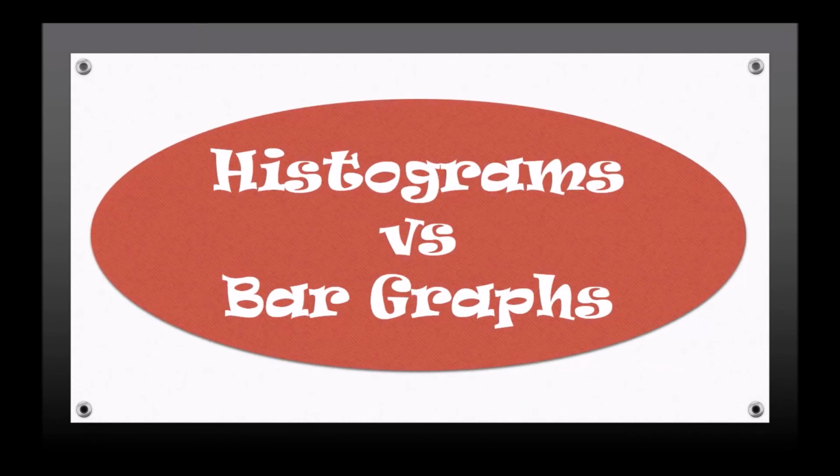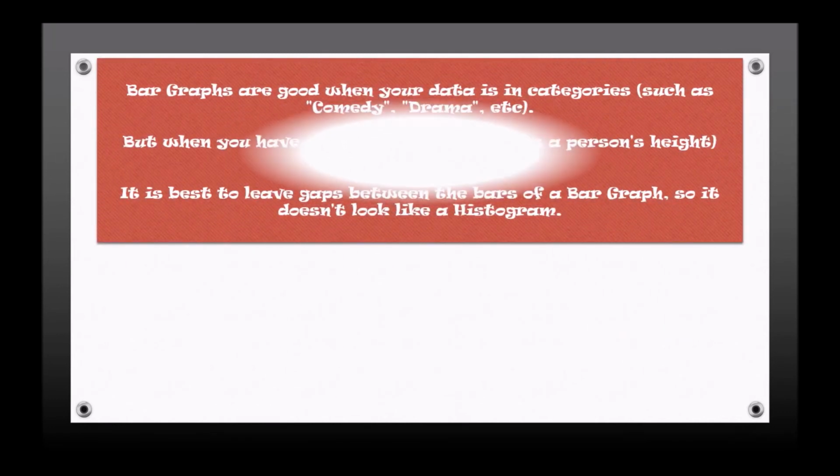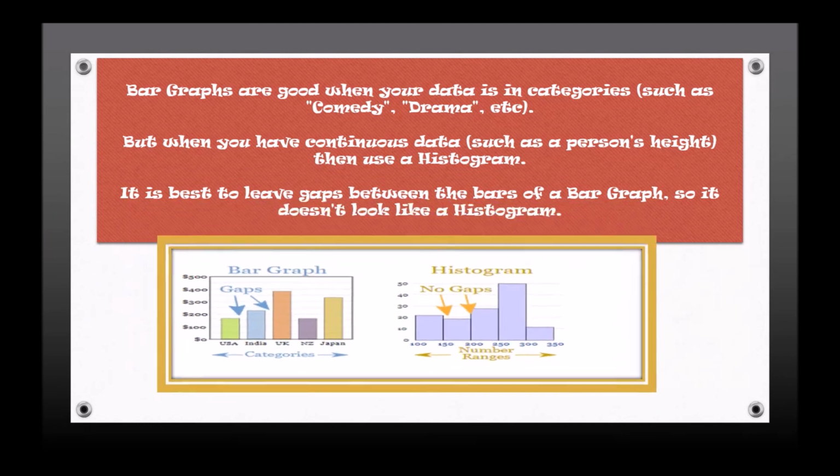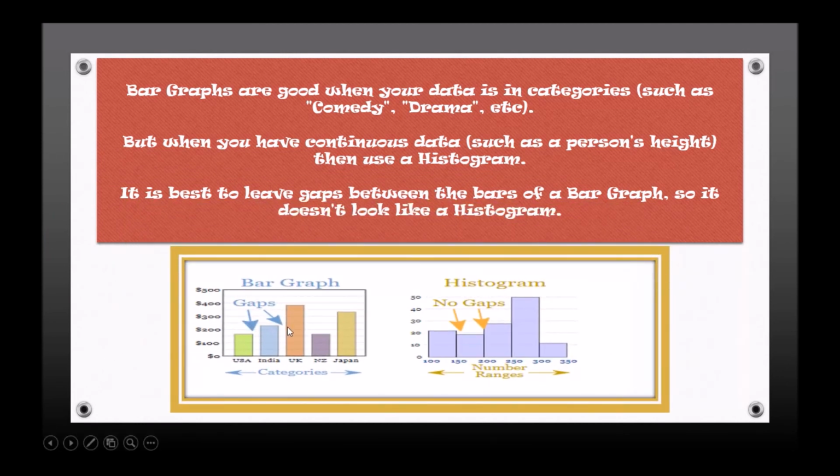Now what's the difference between histograms versus bar graphs? Let's see. Bar graphs are good when your data is in categories such as comedy, drama, etc. But when you have continuous data such as a person's height, then use a histogram. It is best to leave gaps between the bars of a bar graph so it doesn't look like a histogram. So we can see these are the gaps which are between the bars. So this is a bar graph, and there is no gap between the bars, so this is known as a histogram.